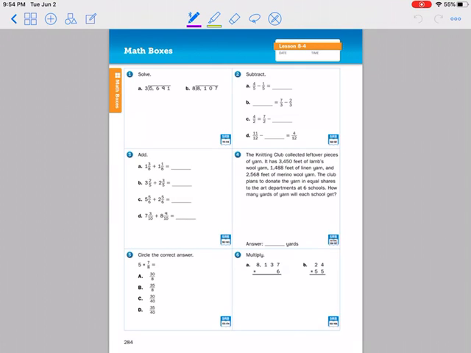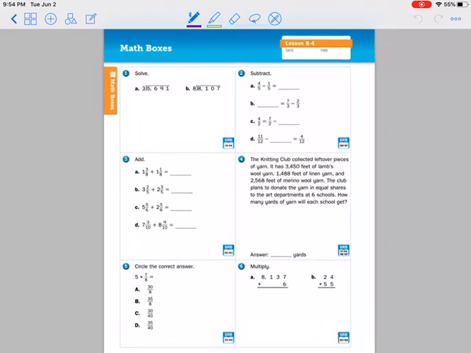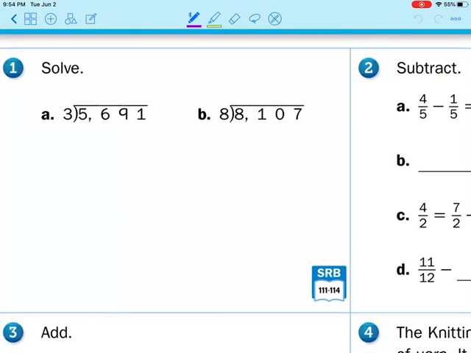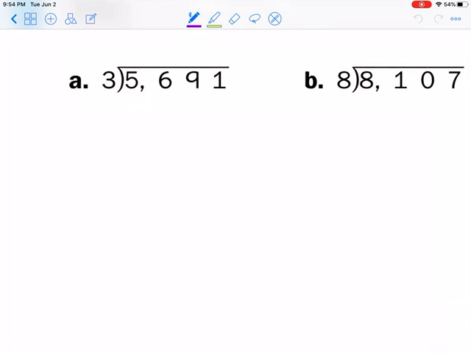Here are the math boxes for lesson 8-4. Number 1 is asking us to divide. I'm going to do one with partial product, one with partial quotient, and one with traditional. So let's do A, and we're going to do that the traditional long division way.